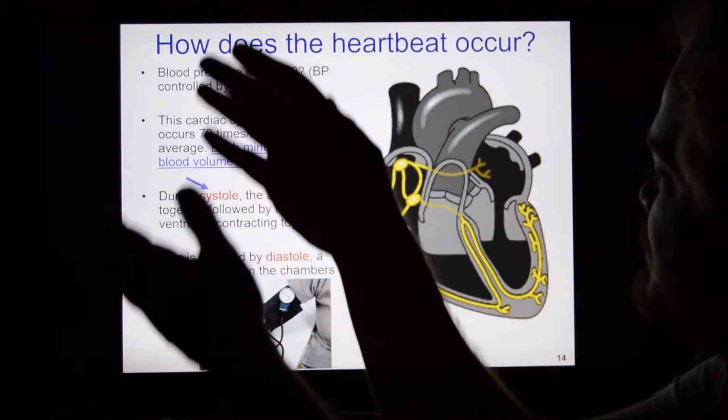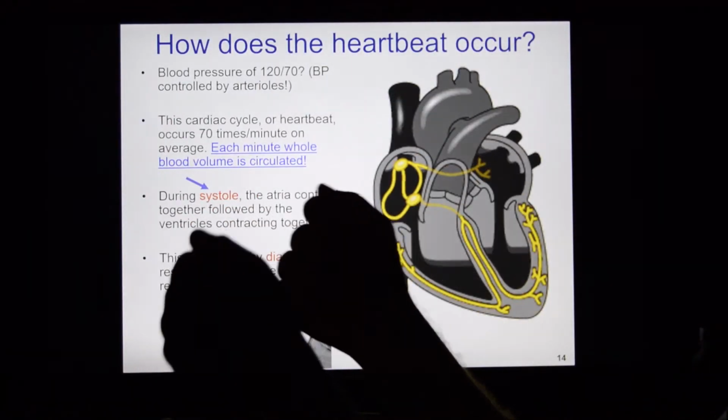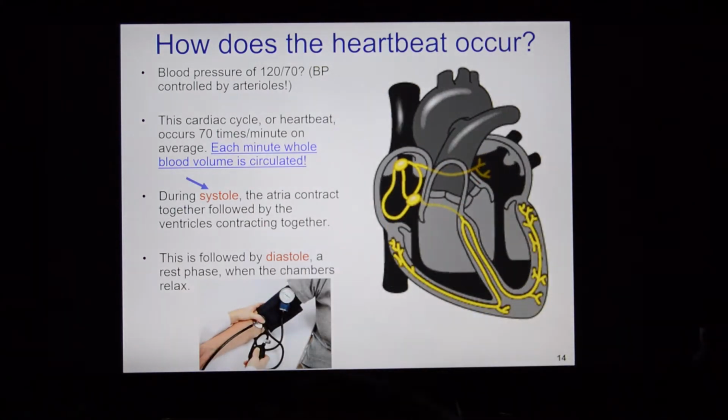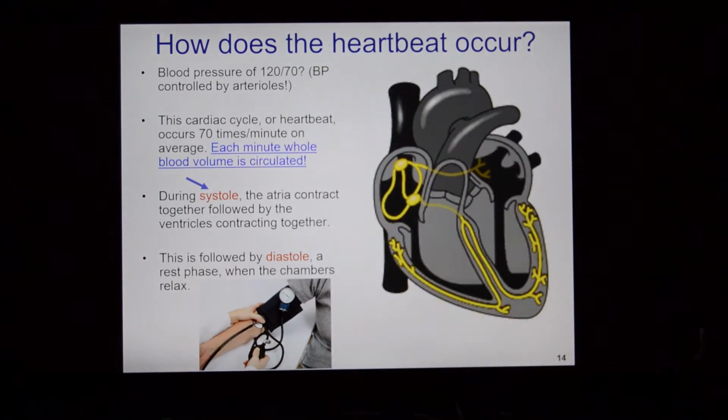Relax for a few moments. The pressure's dropping. 70, boom, another systolic wave. So systole is the pressure during contraction. The diastolic number is the lowest the pressure gets during relaxation of the ventricles.